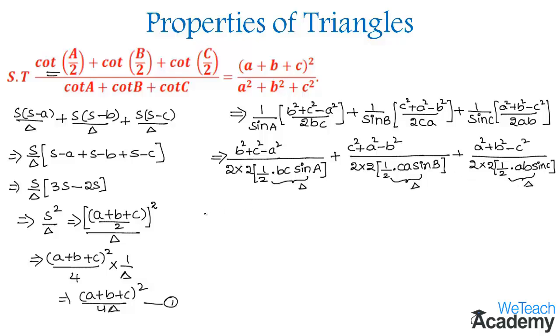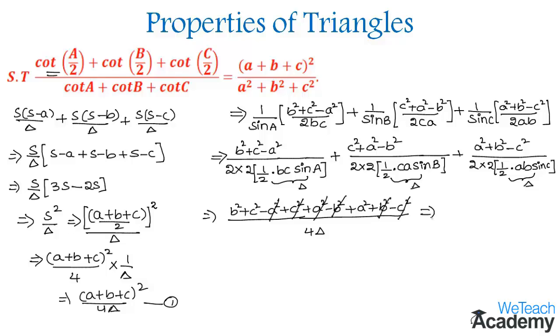So here in all the terms we have the common denominator, which is 4 delta, and in the numerator we get b square plus c square minus a square, plus c square plus a square minus b square, plus a square plus b square minus c square. And here we can cancel the similar terms having opposite signs. So by cancelling, we are left with a square plus b square plus c square divided by 4 delta, which is the value of the denominator. So let us name this as equation 2.